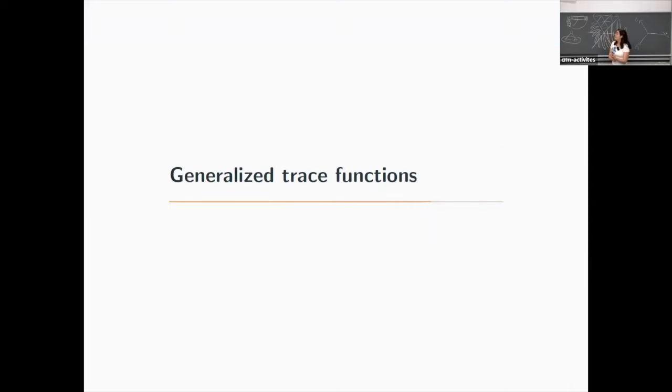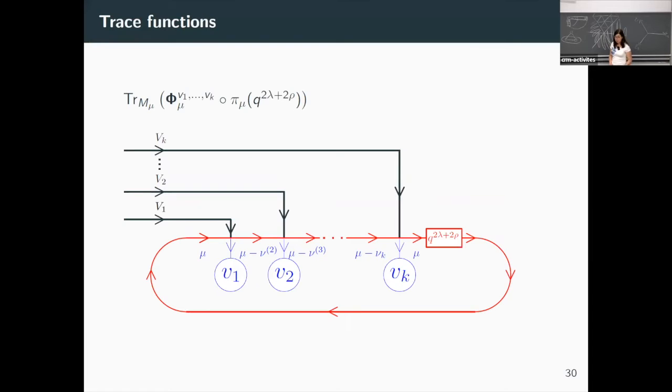And then finally, something about generalized trace functions. The objects that we actually wanted to study in the graphical calculus are the ones that are defined as follows. We take this U prime to be a k-point vertex operator. We compose it with a Cartan element, in this case q to the power 2 lambda plus 2 rho. So we actually get two generic weights showing up here, both mu and lambda. And then we take traces, in fact, over the Verma module of weight mu.